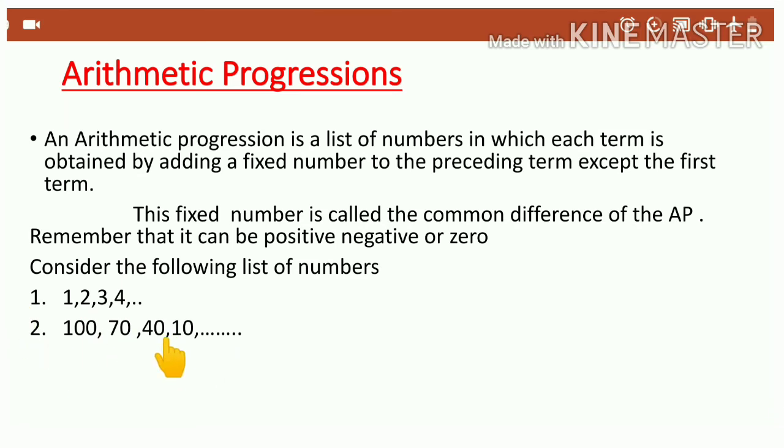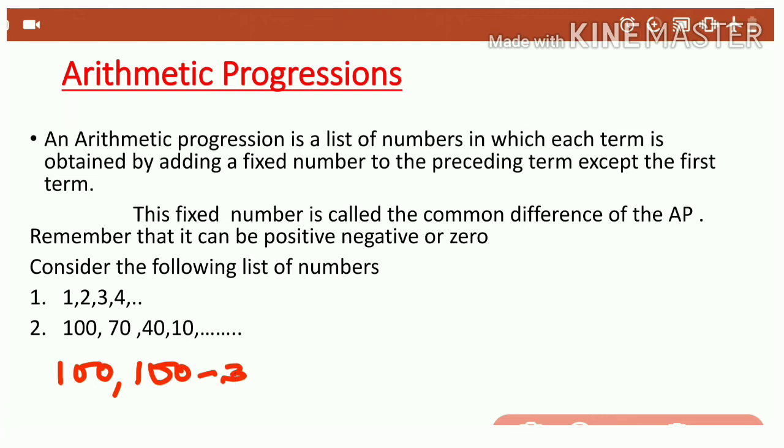Similarly, how is the series obtained? Let's rewrite the given sequence one more time. So 100, the first term, I started with 100. What is the next term? 70. What is 70? It is 100 minus 30. What is 40? It is 70 minus 30. What is 10? It is 40 minus 30.